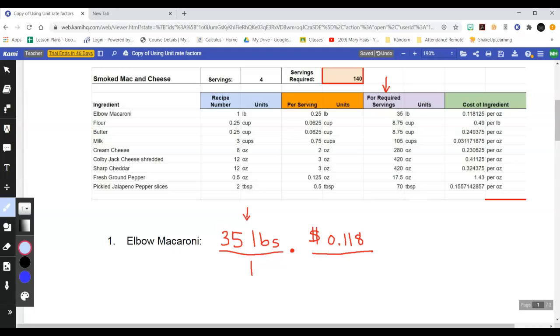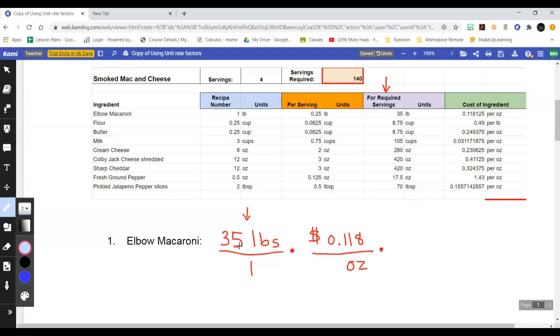All right, so that is dollars per what? Per ounce. So the word per really means like divided by in a fraction. So I'm going to write per ounce. All right, now I put a times here because I just like to be able to multiply 35 pounds times $0.118, but it's per ounce. Pounds and ounces are not the same unit.